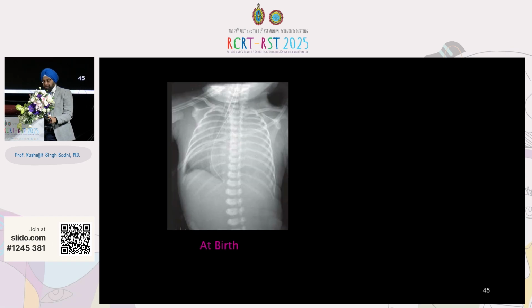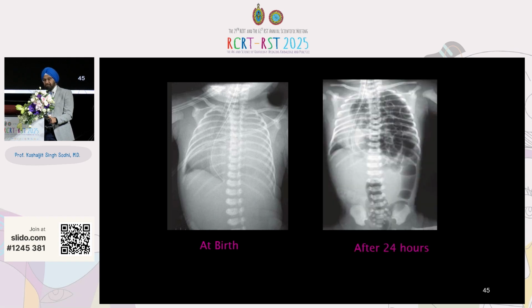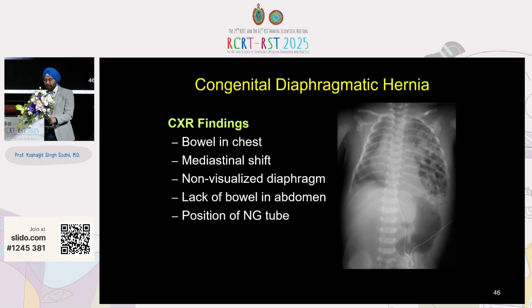So to illustrate, this is the first X-ray at birth. This looks like an opaque hemithorax. But if you look after 24 hours, all bowel loops. So sometimes it makes sense to just repeat a radiograph after 24 hours just to make sure we're dealing with congenital diaphragmatic hernia.